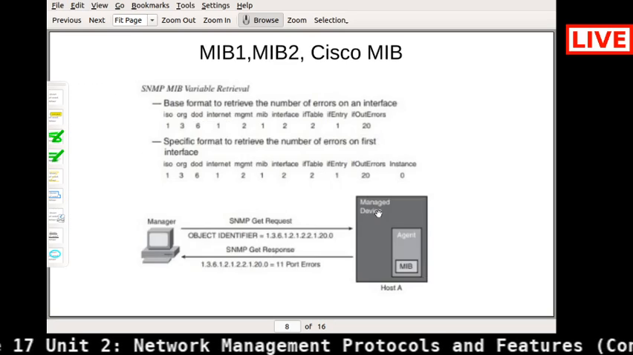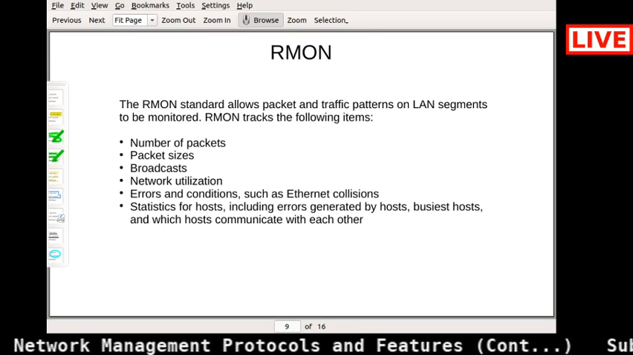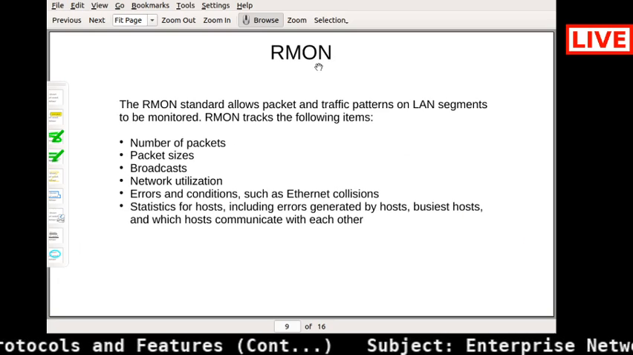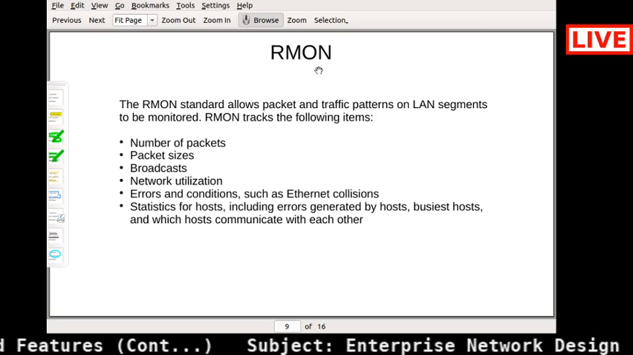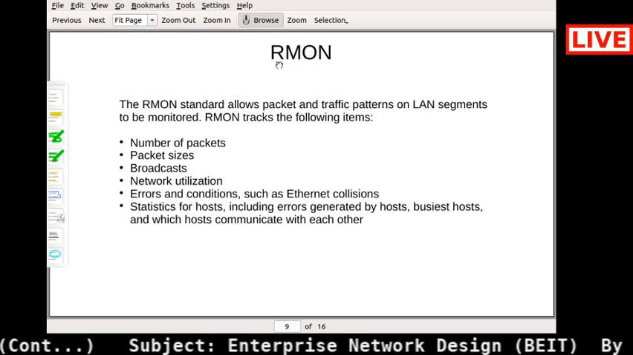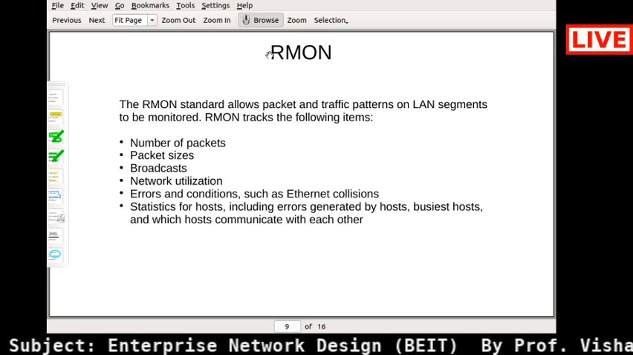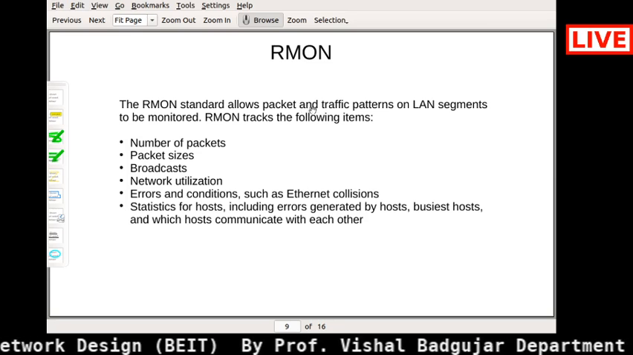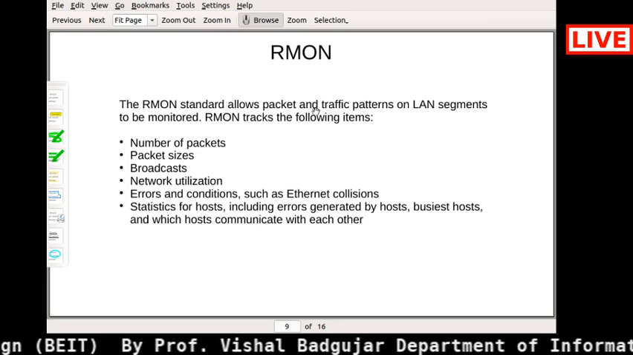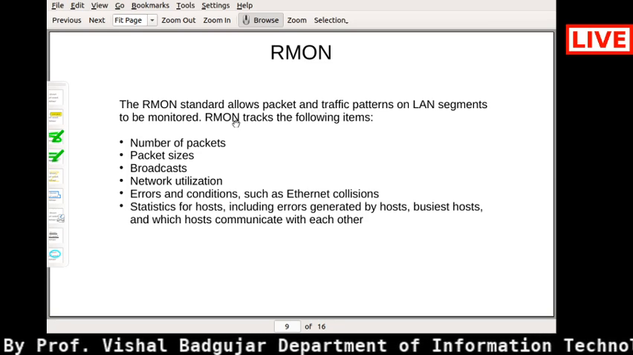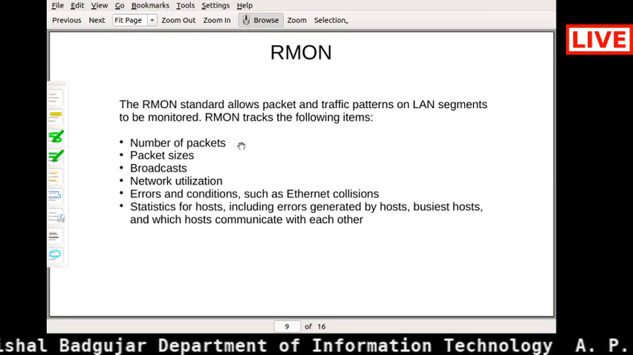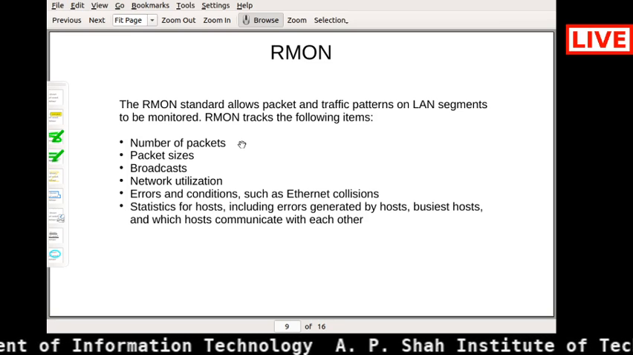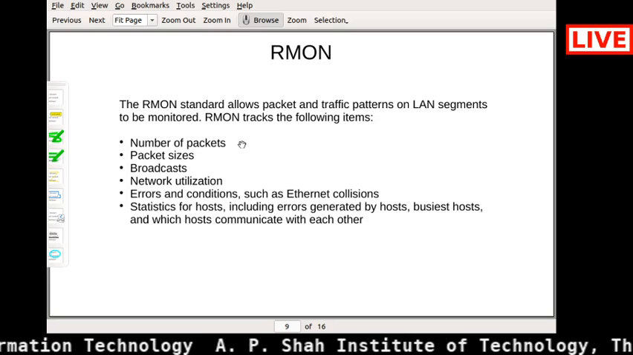This we have already covered, so let's start with RMON. First of all, RMON is nothing but remote monitoring. It is one standard which allows you to monitor packet and traffic patterns on our LAN segments. So what can RMON be used for? It can be analyzed or monitored.